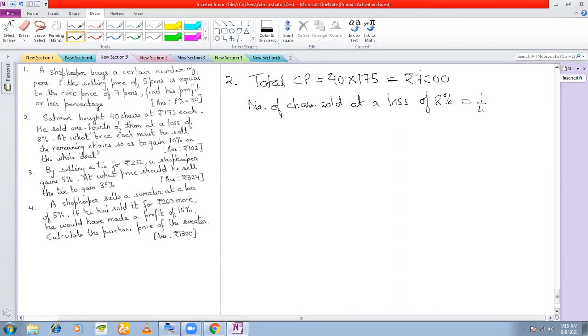1/4 of the total number of chairs. How many chairs he bought? 40. 1/4 of 40. That means 10 chairs are being sold. So he is selling 10 chairs at a loss of 8%.